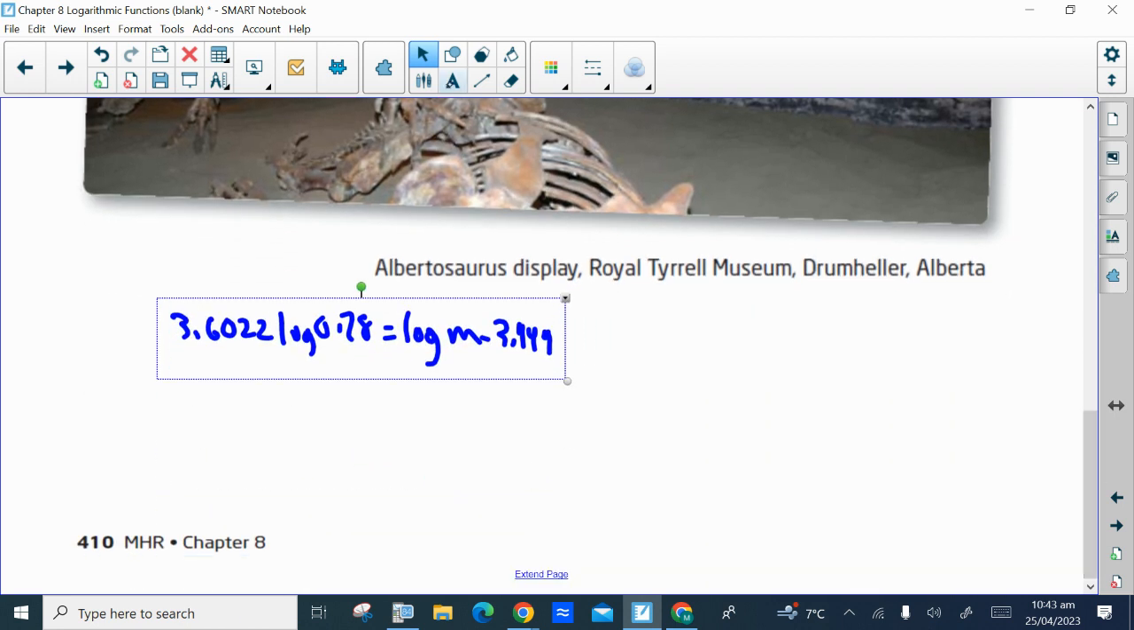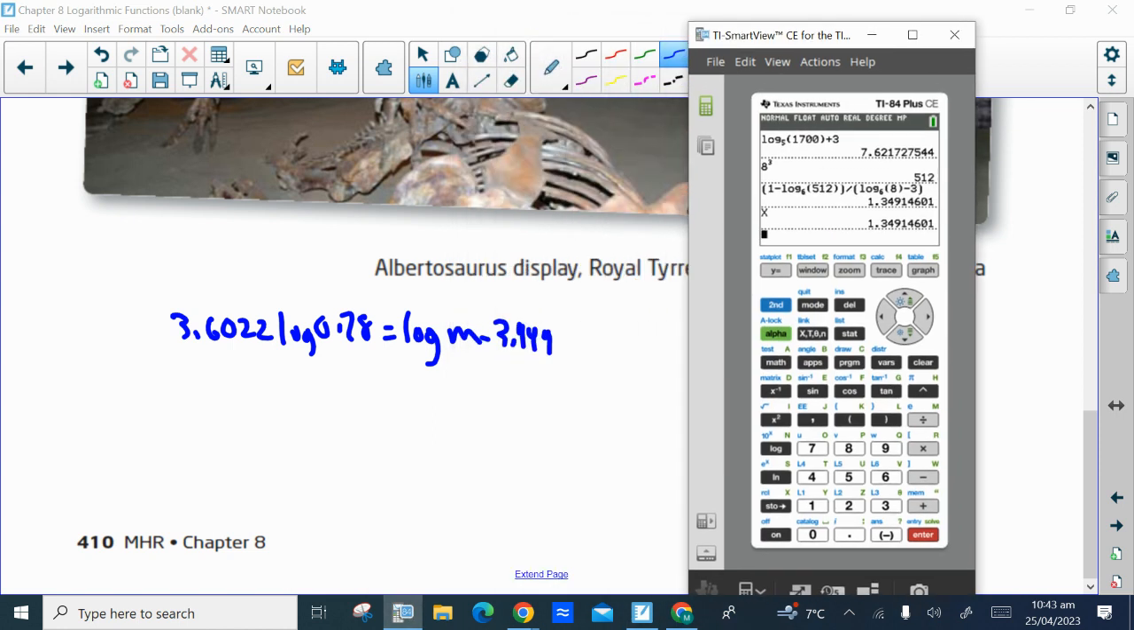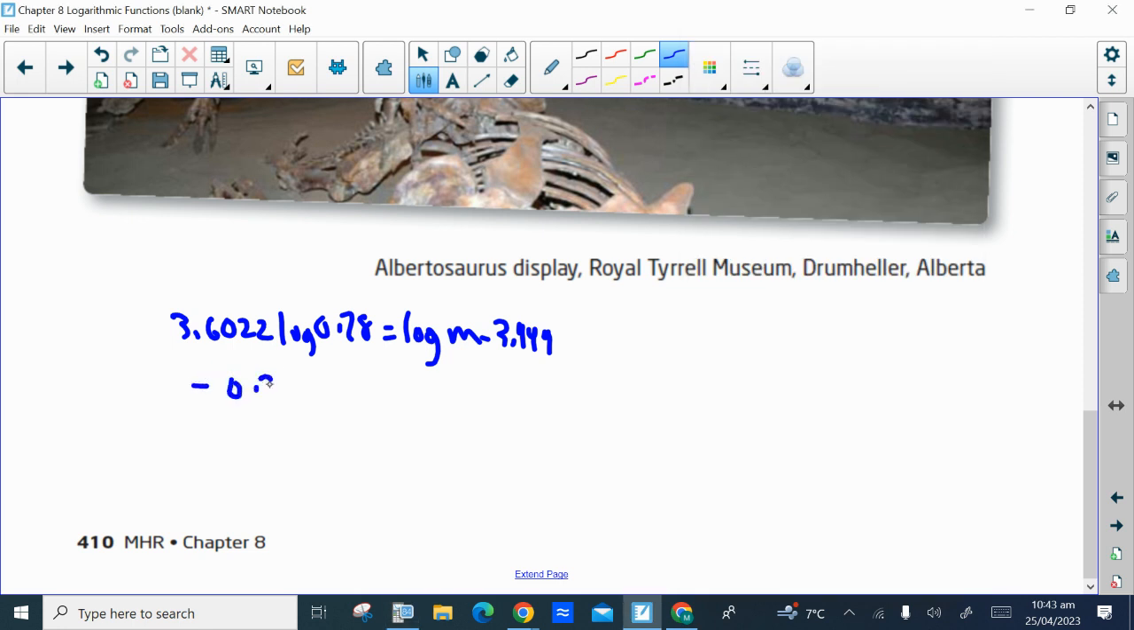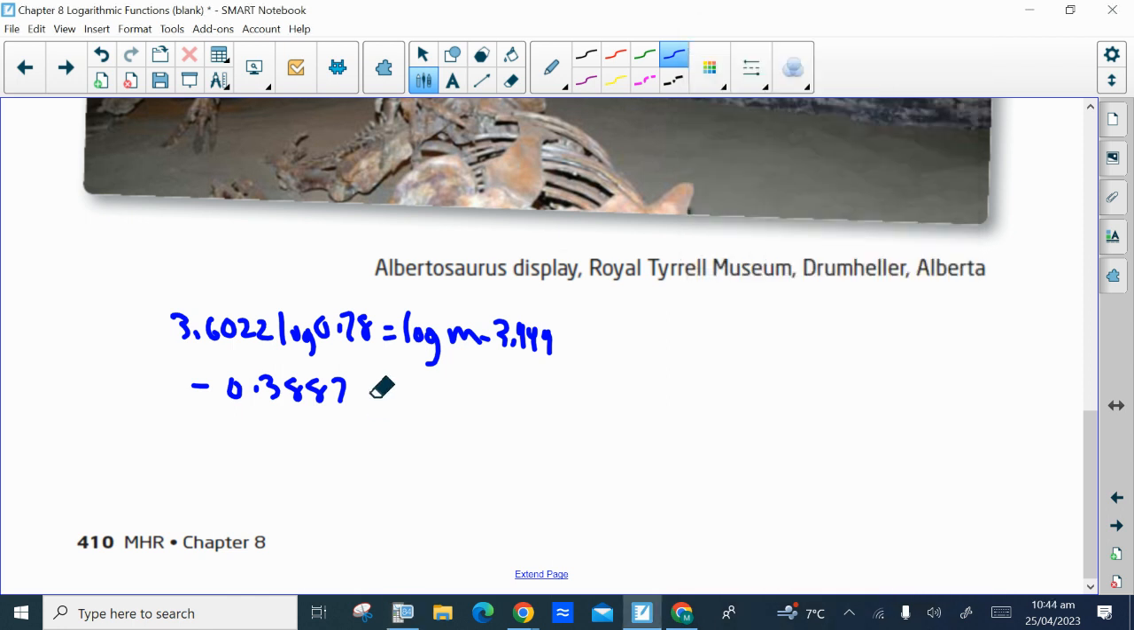Okay, so we can calculate what the left side of this equation is, because that log is a common log, by going 3.6022 times the log of 0.78. So the left side is a decimal, negative 0.3887. Let's round that. Negative 0.3887. Yes, we rounded it, but we're going to keep this number in our calculator as we go along.